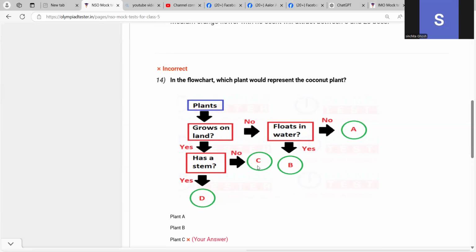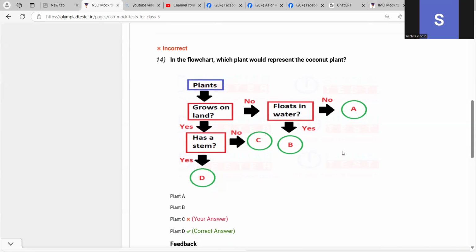It will be C. Grows on land, no. It will be floats in water, no. It will be A. So A, this plant does not grow on land. So obviously coconut plant grows on land, so it cannot be A. It cannot be C because it is saying here that has a stem. No. So coconut plant obviously has a stem, so it cannot be C.